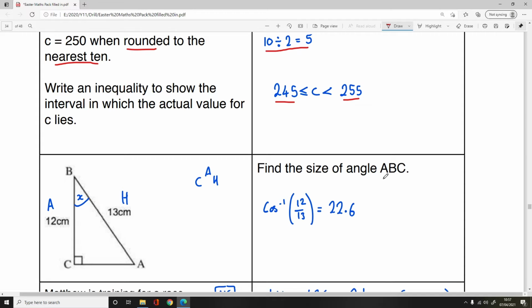First, obviously, make sure you get your angle right. ABC is the angle you get when you draw a line from A to B to C, so it's this x angle here. Label your sides, adjacent and hypotenuse. We're going to use cos, so that's cos minus 1, 12 over 13, 22.6 degrees.